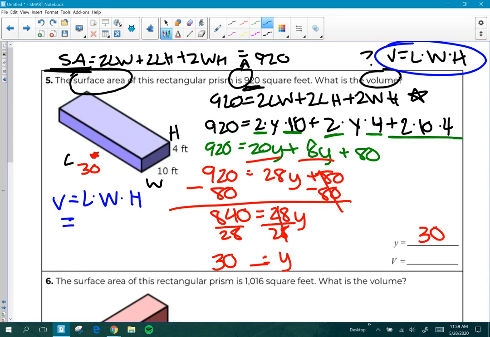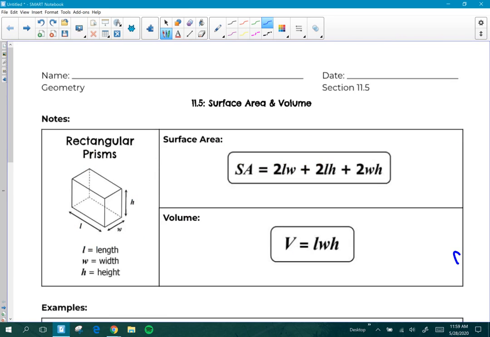Now I have enough information to find the volume to solve. So I know my length is 30, thanks to this whole nonsense that I just finished. I know my width is 10, and I know my height is 4. So then I'm doing 30 times 10 times 4 in my calculator, and I get 1,200. That's my answer. So my volume is 1,200. What happened there? Went backwards.